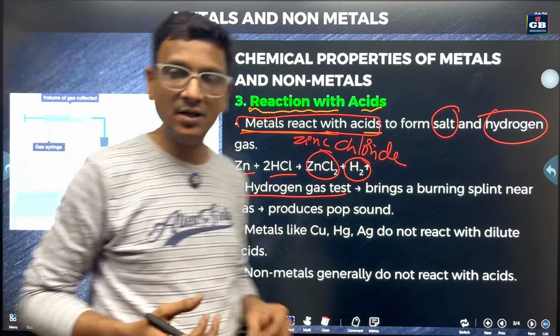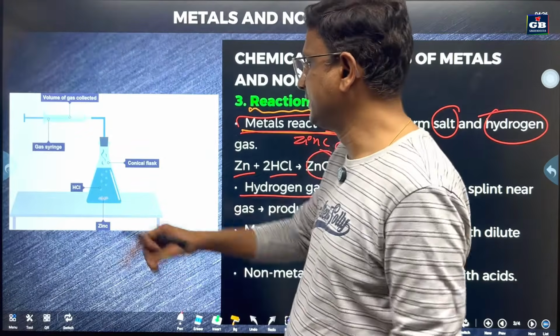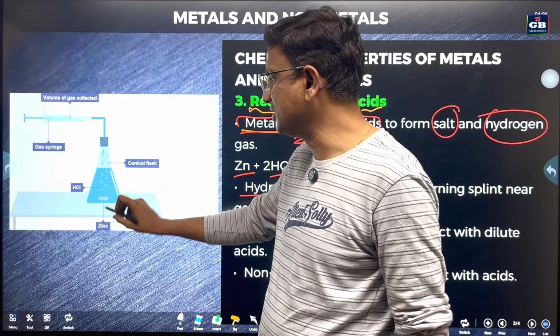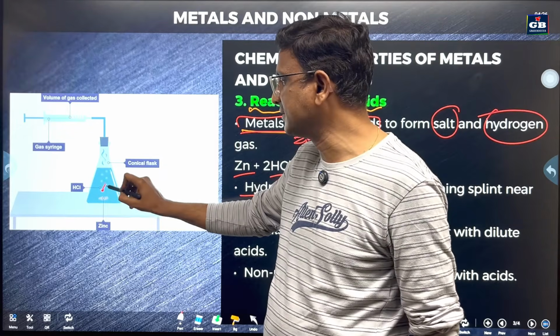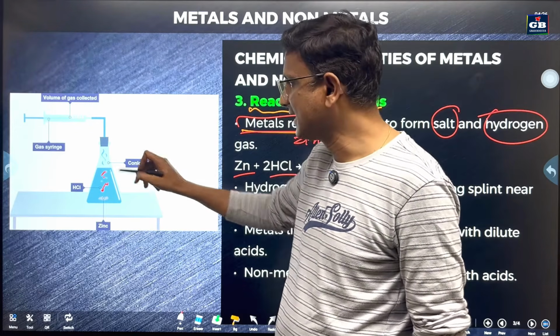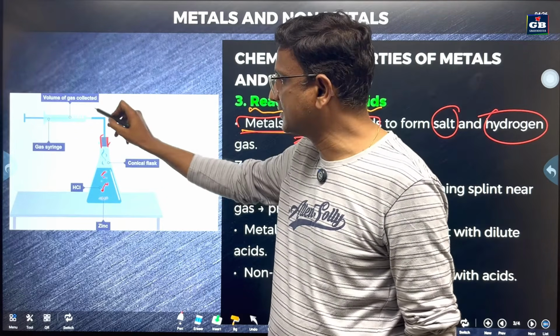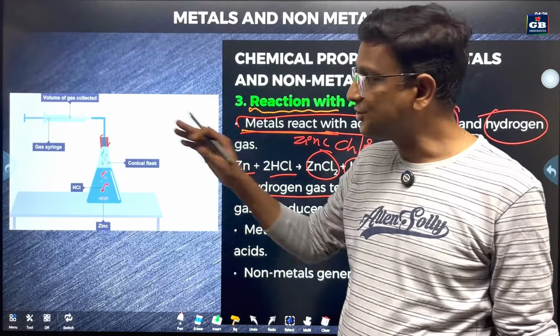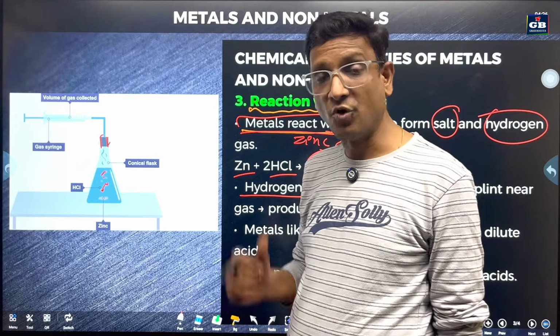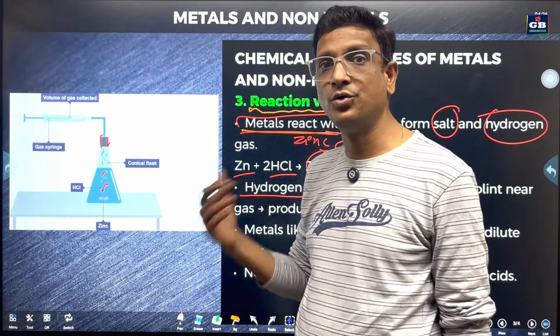Okay, see here we have an experimental setup. Here is a conical flask, in that HCl and zinc pieces are there. So we dropped some zinc pieces and there is some reaction, you can see some bubbles are evolving, some gas, and here there is a cork and there is a bent pipe through which the gas is escaping. So the gas is captured. What gas is that? We know it's hydrogen. How do we prove it?